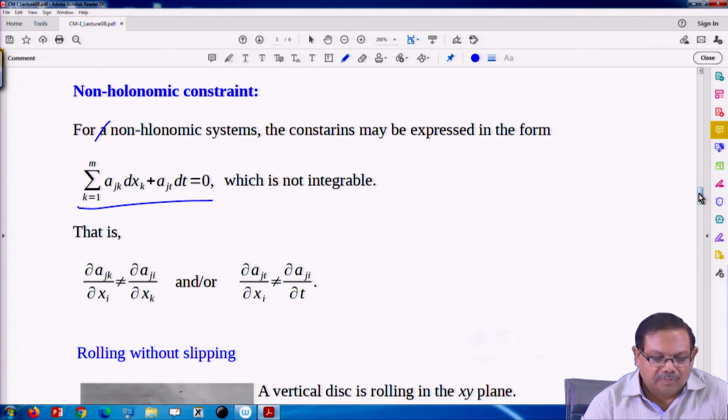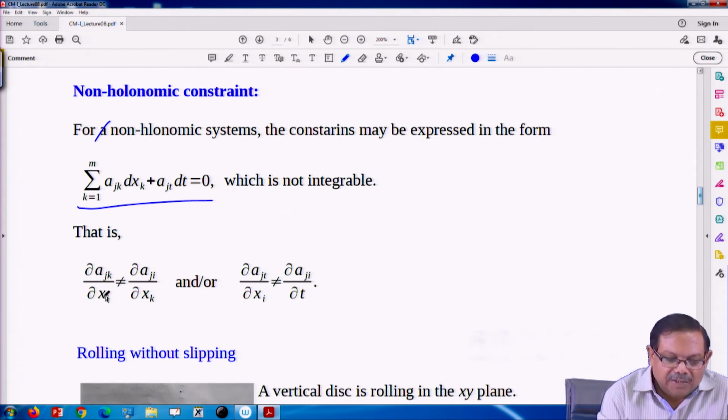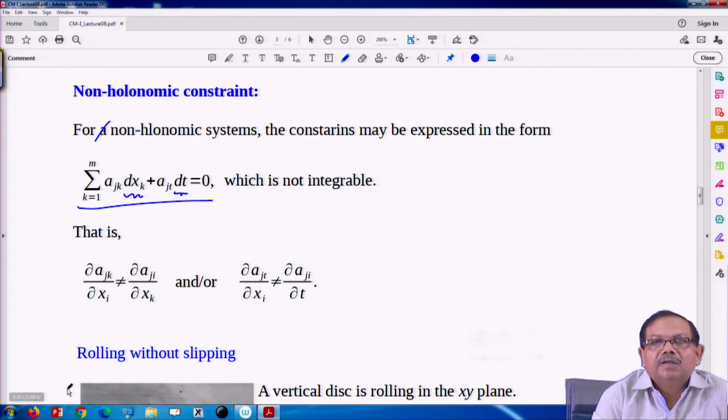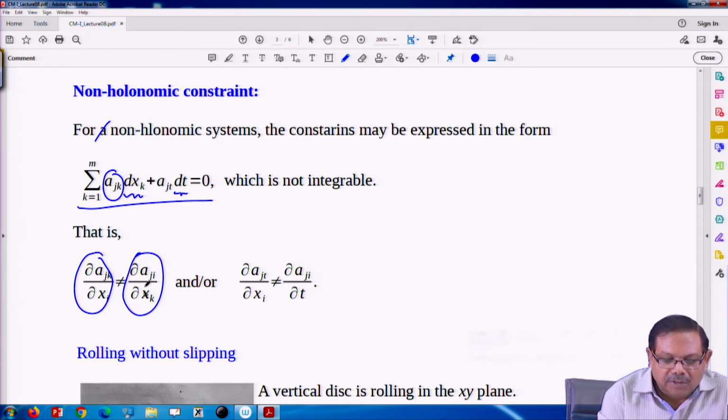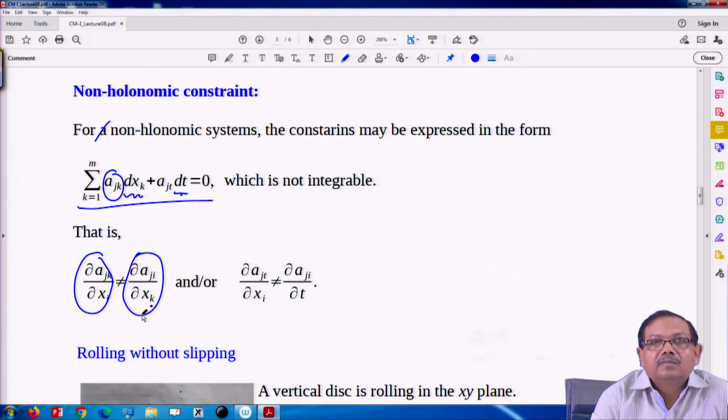So, where is the problem? The problem is here, let us say A j i is some coefficient of the ith differential and A j t is the coefficient of the differential in time. So, if I take the kth derivative of this, it is not equal to the derivative of A j k with respect to the ith coordinate. So, integrability is the problem. So, I cannot integrate such equations.